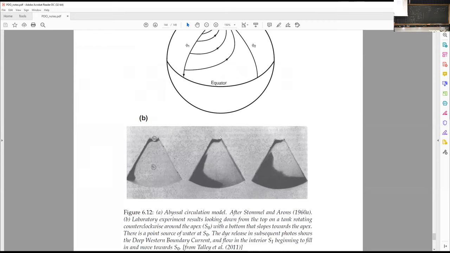So you put some dye here, and you see that the dye, which is denser fluid than the ambient fluid, falls to the bottom. As the disk is rotating, it falls to the bottom, and that is squashed to the west because of theta. And it starts circulating towards the equator in this laboratory rotating tank. And as it goes towards the equator, it is uniformly upwelled by some diffusivity that is controlled in the laboratory.